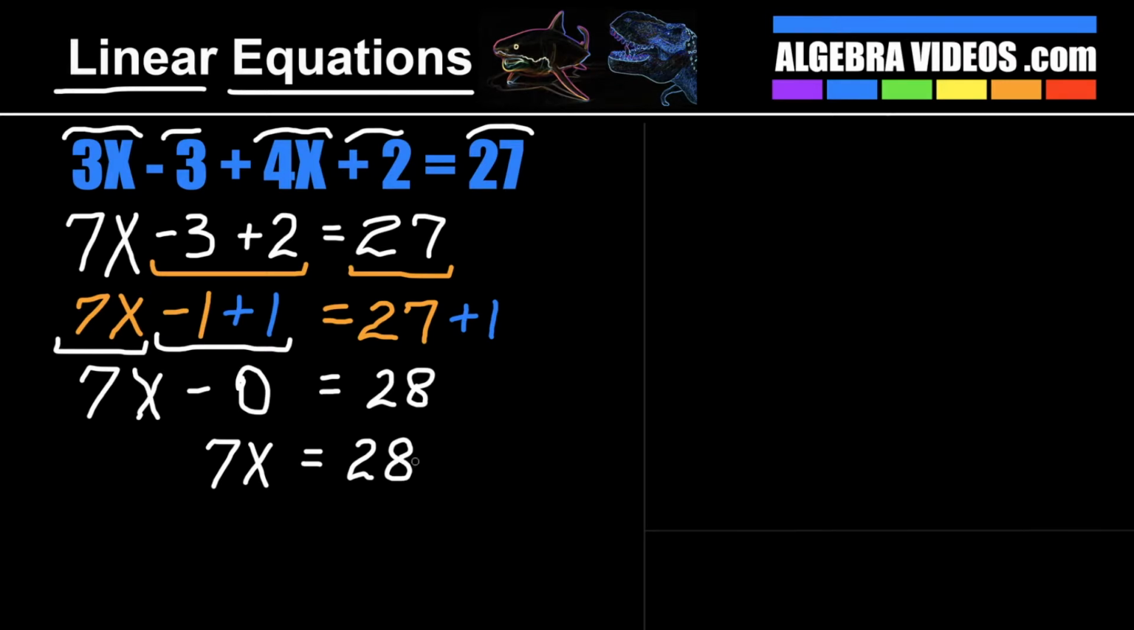We're almost there. We just have this 7. So I would like to turn that into a 1 because it's much easier to deal with a 1. So how can I turn 7x into just a 1x? Well, what I'm going to do is divide both sides of the equation by 7, because anything I do to one side, I have to do to both sides.